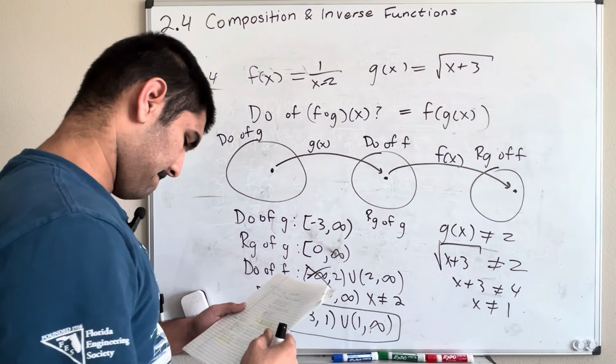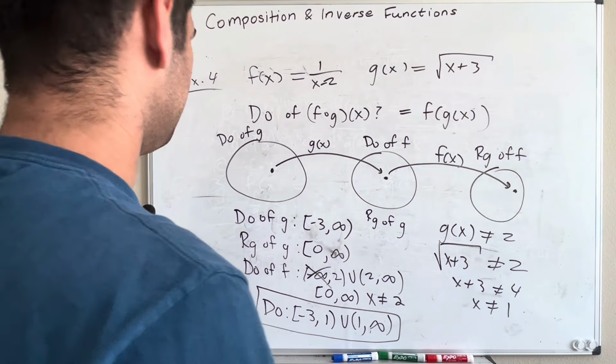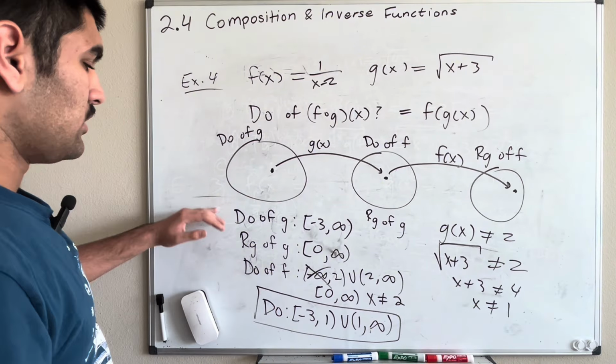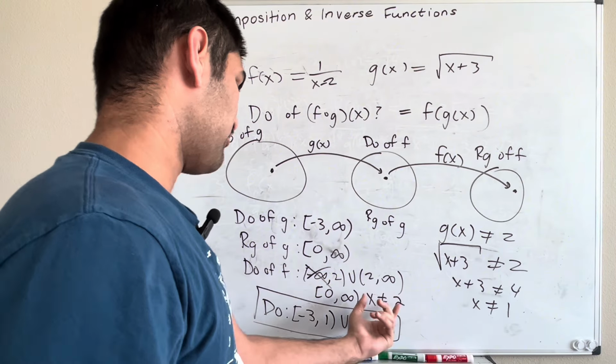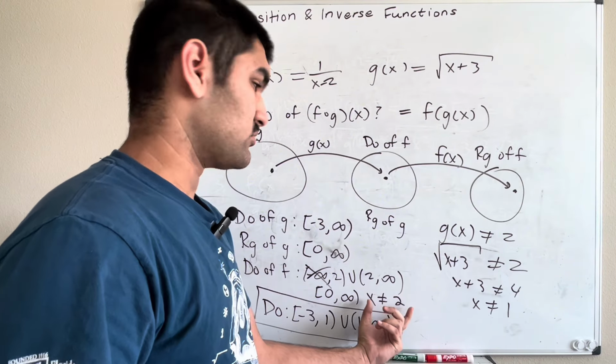All right, good. So essentially, the key thing is that we found the domain of f, and we found a restriction on the domain of f, which is x cannot equal 2.